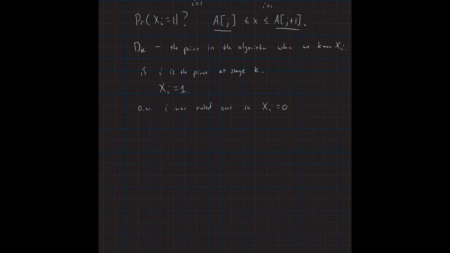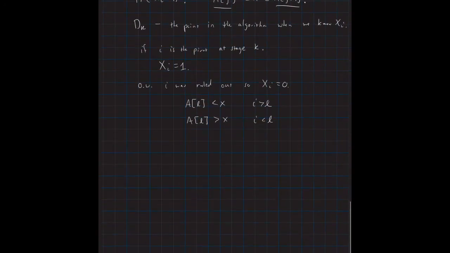So either it was the pivot or we ruled it out. So it was either on the left of, so we could have had that the actual pivot, let's say it was L, we had AL was less than X, but I was greater than L, or we could have had that AL was greater than X, but I was less than L. So essentially it was on the wrong side. The other case was it was on the correct side, but if that was the case, then we would have determined it at a later stage.